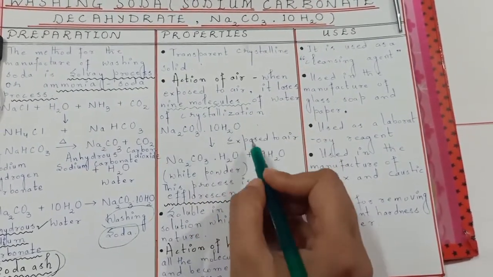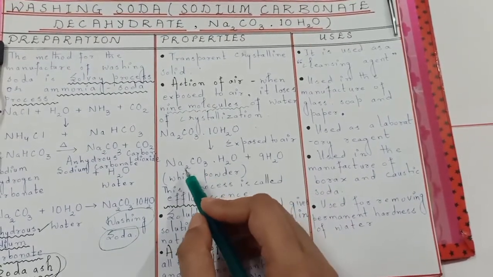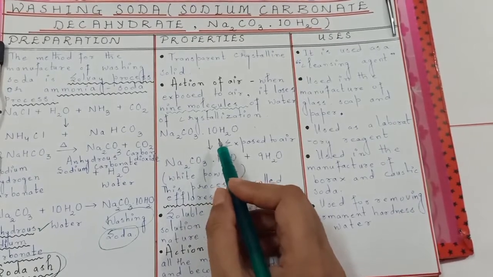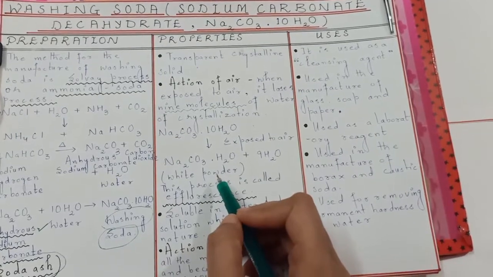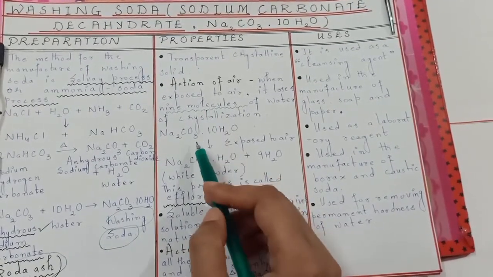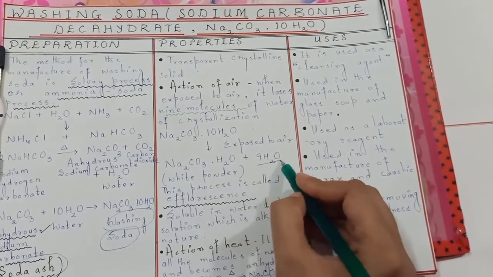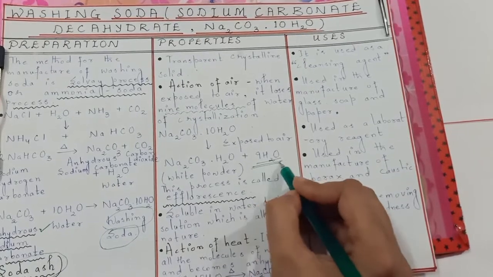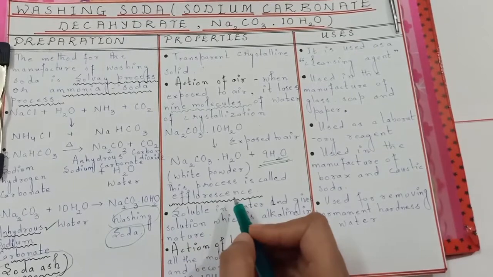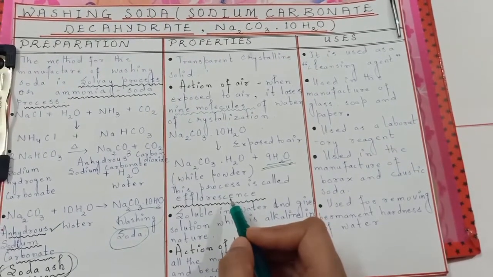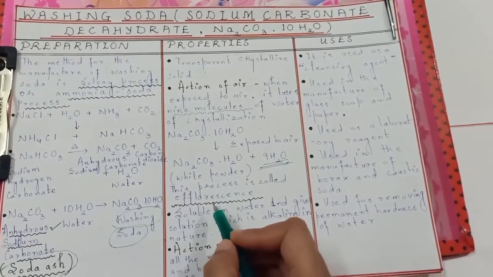As a result, you can see the reaction. I have written it in reaction form. Sodium carbonate decahydrate, when exposed to air, will change into sodium carbonate monohydrate, which is white colored powder. Earlier it was transparent crystalline. Now it has changed into a white colored powder, and 9 molecules of water of crystallization will be lost in the environment. Now the name of this process is called efflorescence. When a compound loses its water of crystallization when exposed to air, then the process is called efflorescence.